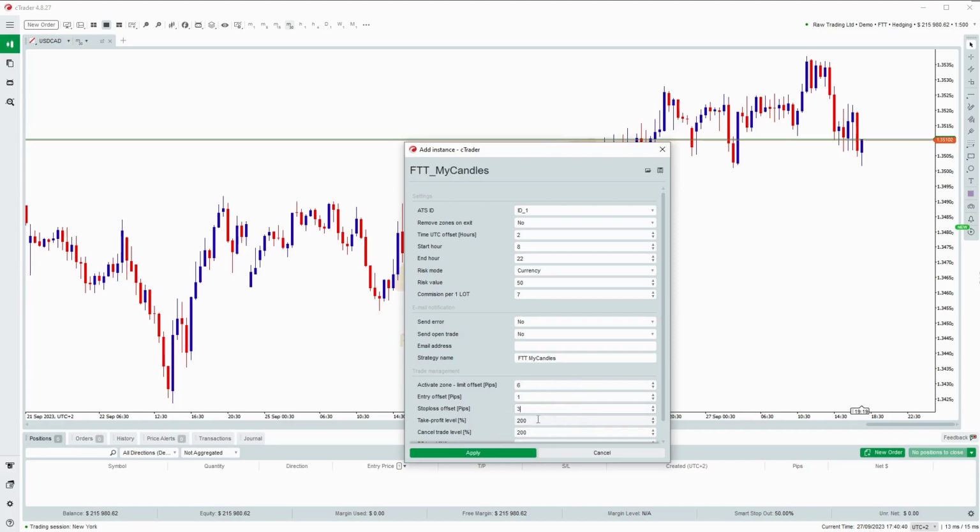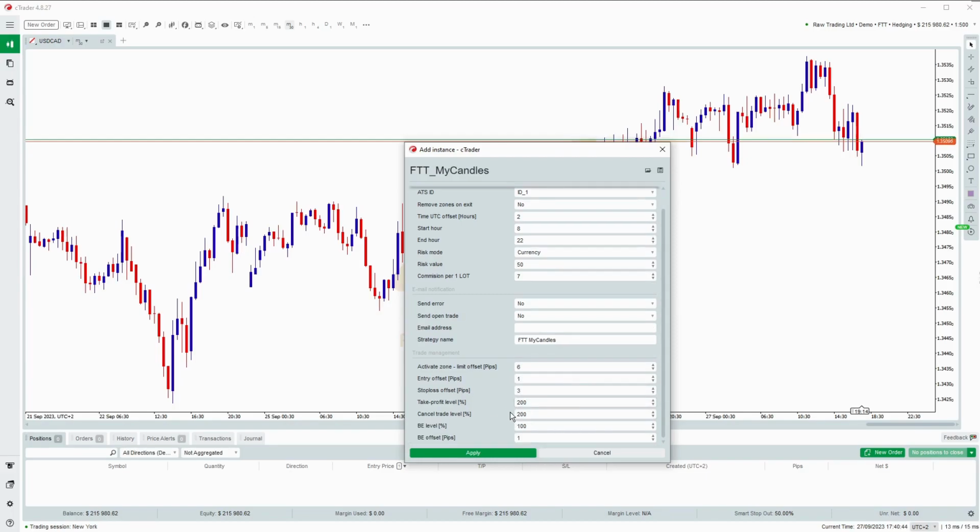Take profit level. The take profit is set as a percentage of the zone size. The zone size itself, together with the entered offsets, is considered to be 100% of the distance between the position's entry price and its stop loss. If I set the value here to 100, the take profit will be placed at the same distance as stop loss from entry price. In my case, I want to double the profit for the amount I risked, so I set the take profit at 200%.